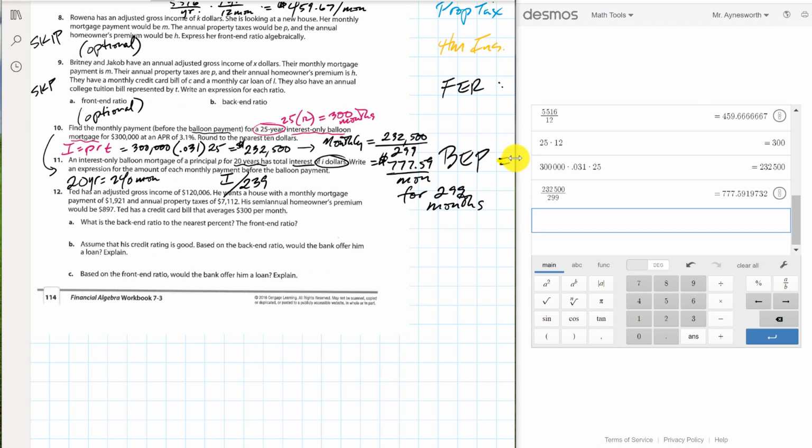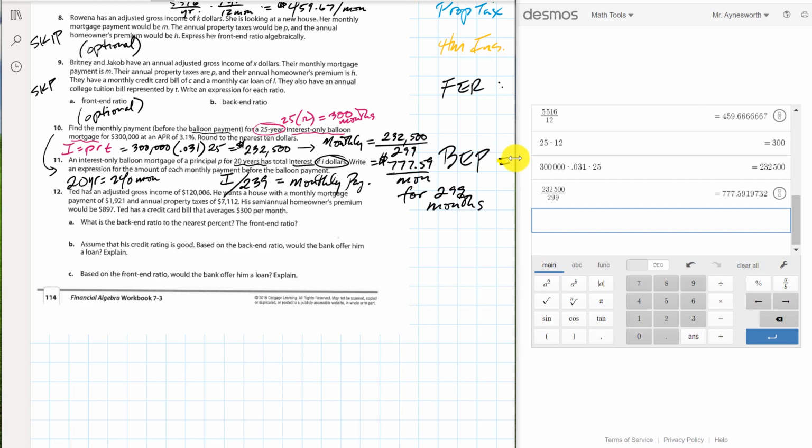Okay? So the only trick in this problem is just knowing that 20 years is 240 months, and for interest-only loans, you pay the same amount for all the months except the last month, so 240 minus 1 is 239. So to calculate the monthly payment, you take the total interest divided by 239. This gives you the monthly payment.